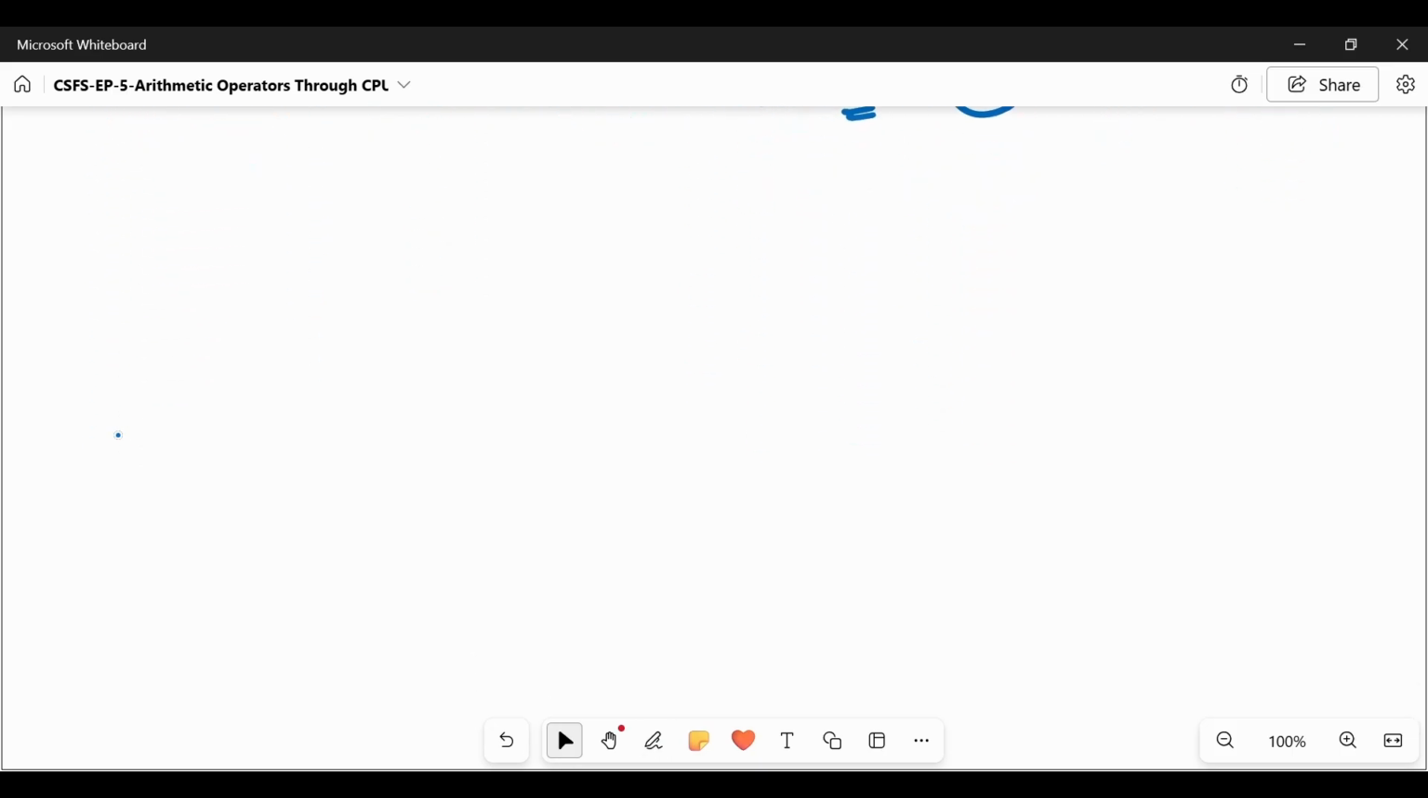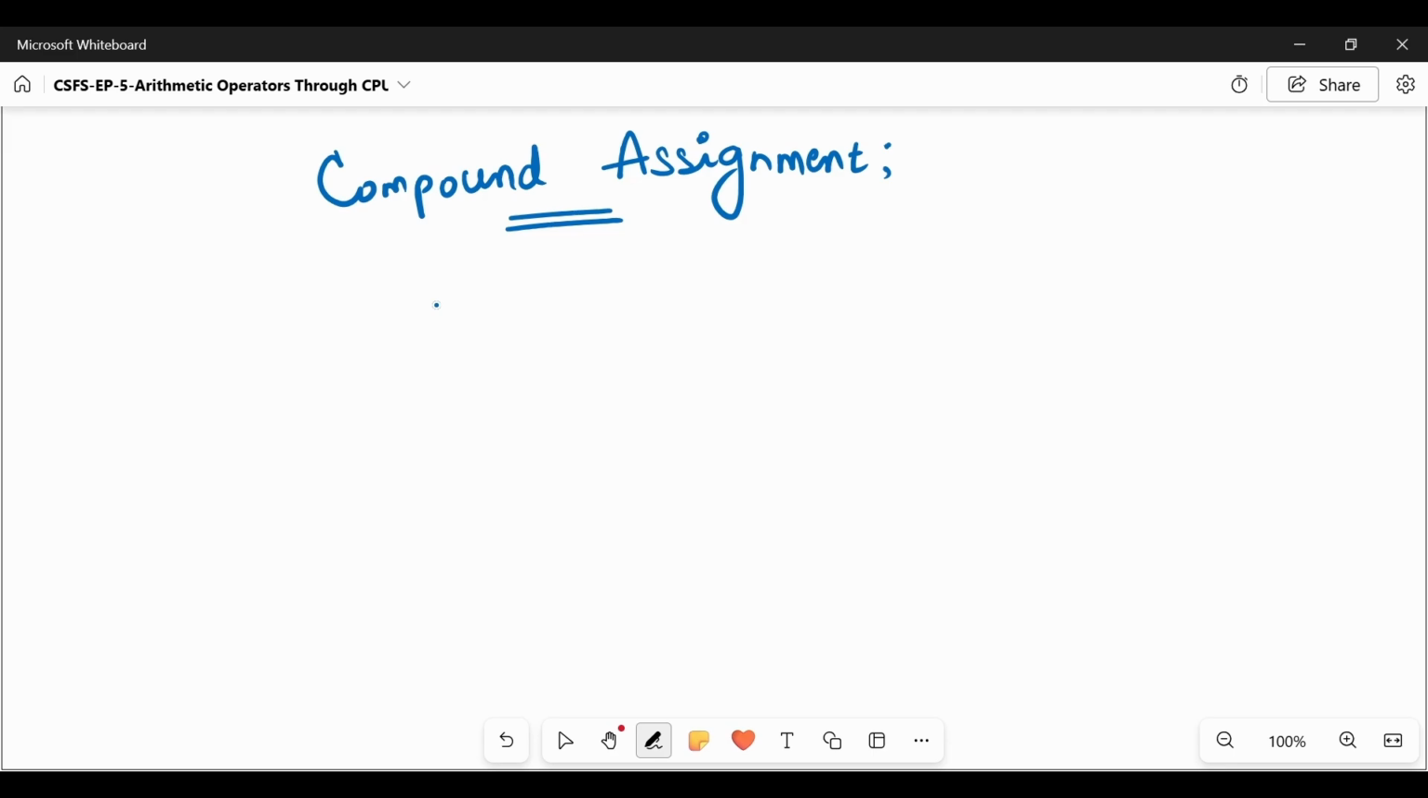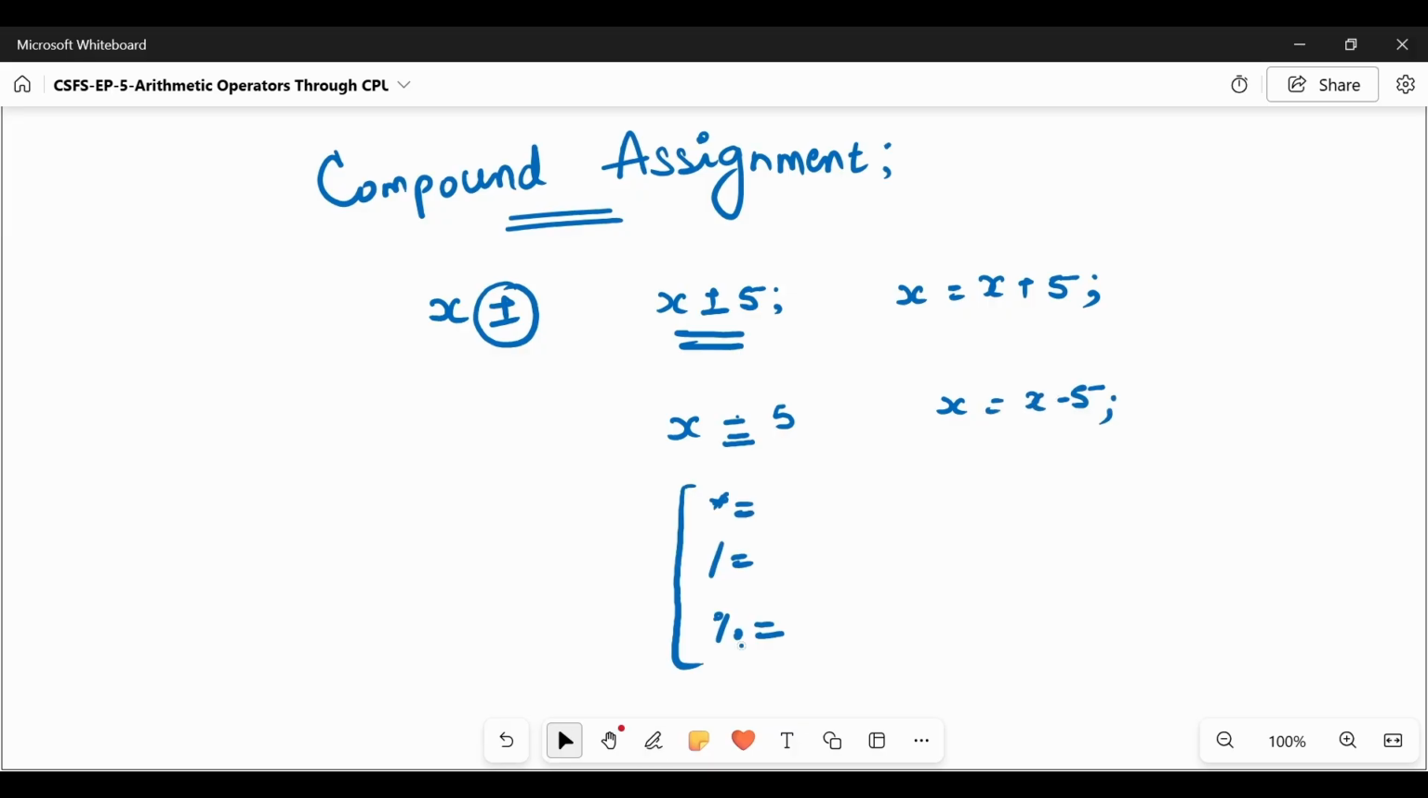Similar to increment and decrement, we have compound assignment. Compound assignment is like x plus equal to 5, so this will become x is equal to x plus 5, and x minus equal to 5 becomes x is equal to x minus 5. Compound assignment is where we are performing two operations at once. We have integer versus floating arithmetic also. When we are doing float arithmetic, we will get the value after the decimal point as well.